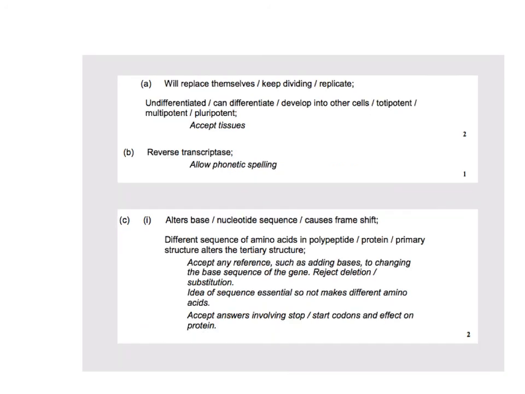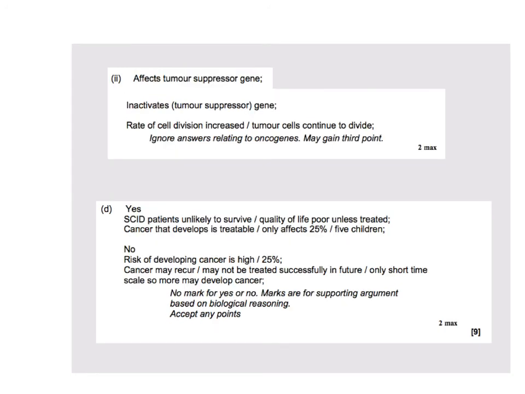And here we've got the answers for the beginning of the SCID question. So about stem cells and the enzymes and how we can get different proteins. And then the final marks are about the cancer itself. So how does the cancer occur? How could the cancer occur if you're inserting some DNA into a gene? And then finally about should they continue, yes or no? And there's a couple of reasons why.